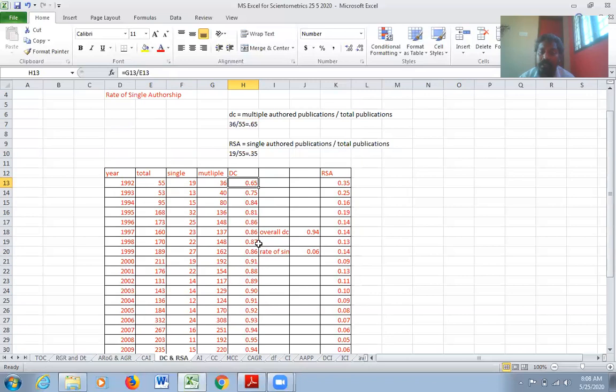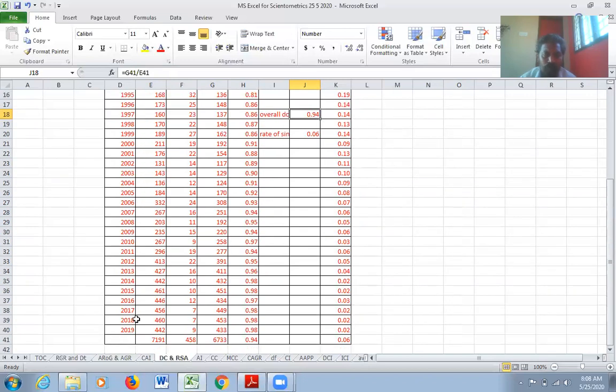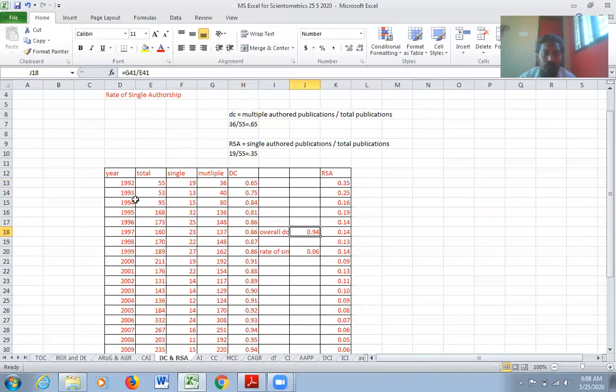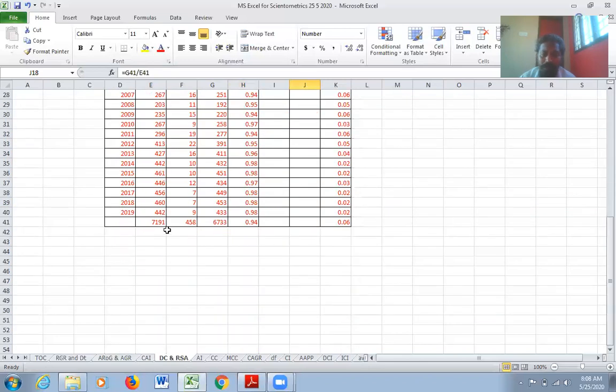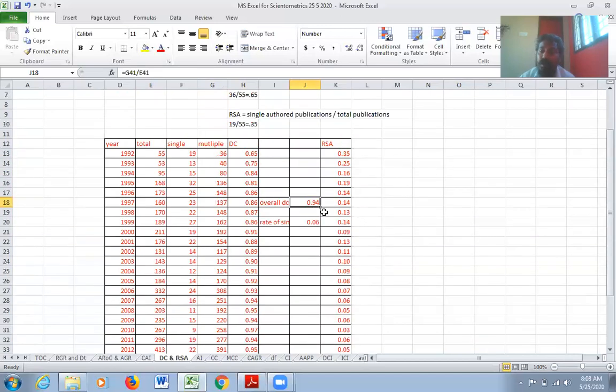And apart from that, you can calculate overall degree of collaboration for the entire research period. So I have taken the research data from 1992 to 2019, and the total publications are 7191, and total multiple publications are 6733, and so the degree of collaboration is 0.94. It's very high, very high.